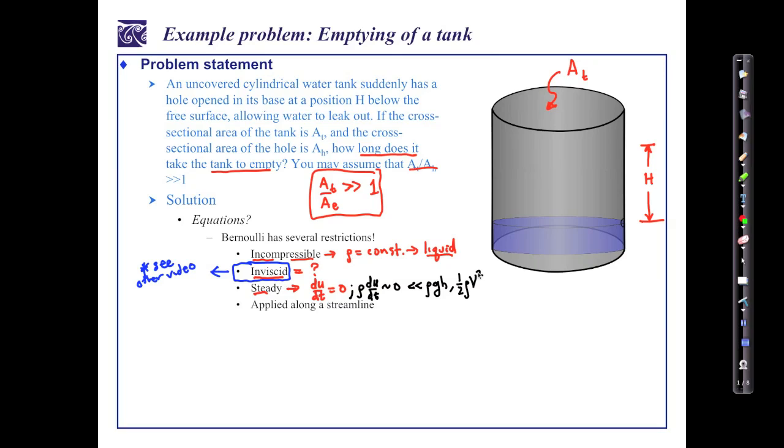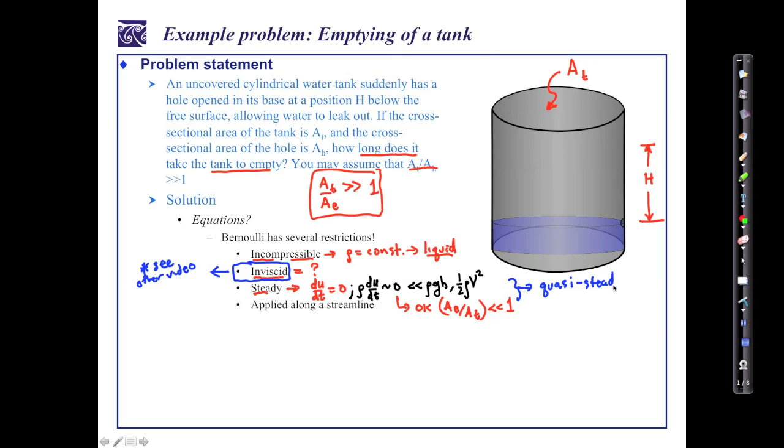And it turns out that this is a reasonable assumption, provided that those areas are very dissimilar from one another. So if the area of the exit divided by the area of the tank is much, much less than 1, it turns out that this will result in reasonably small accelerations inside there. Under these conditions, we call this quasi-steady.